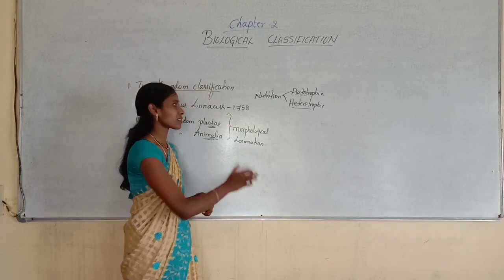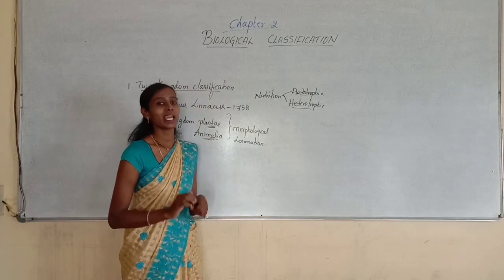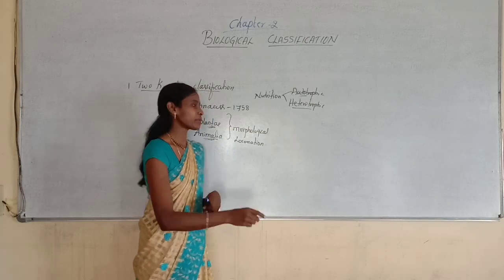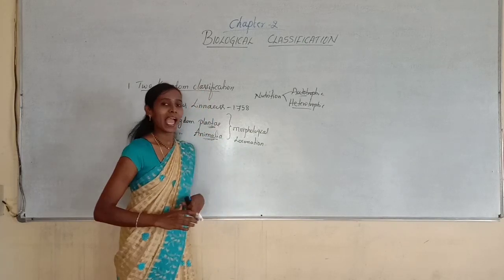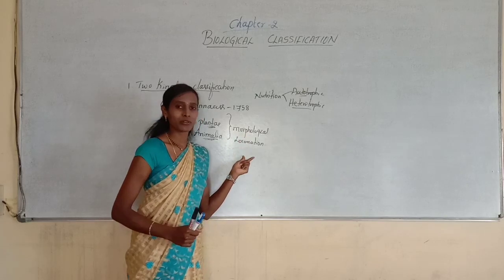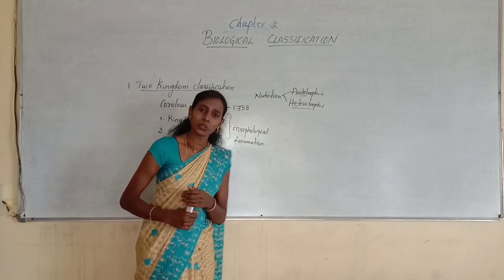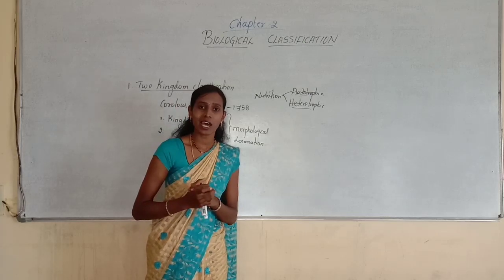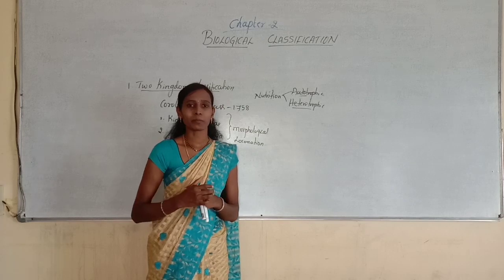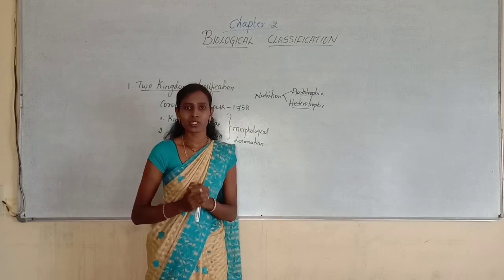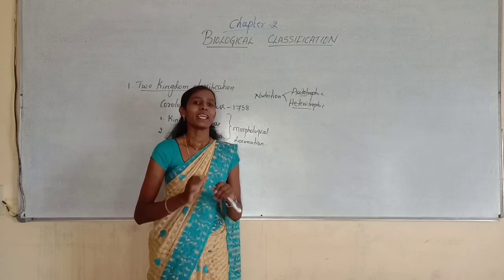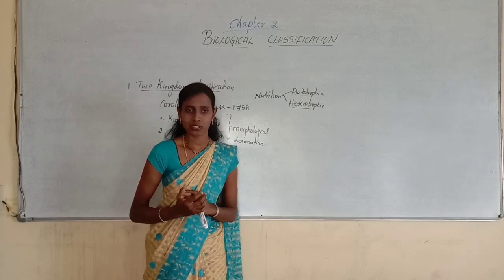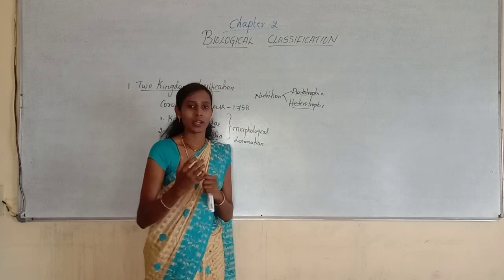So Carolus Linnaeus proposed a two kingdom classification, and he classified all living organisms into two kingdoms, kingdom Plantae and kingdom Animalia, based on morphological characters. But do you think that it is acceptable? Whether it is clear or it leads to confusion, that is very, very important. This system of classification is not widely accepted because it leads to various confusions. We see how it leads to confusion.